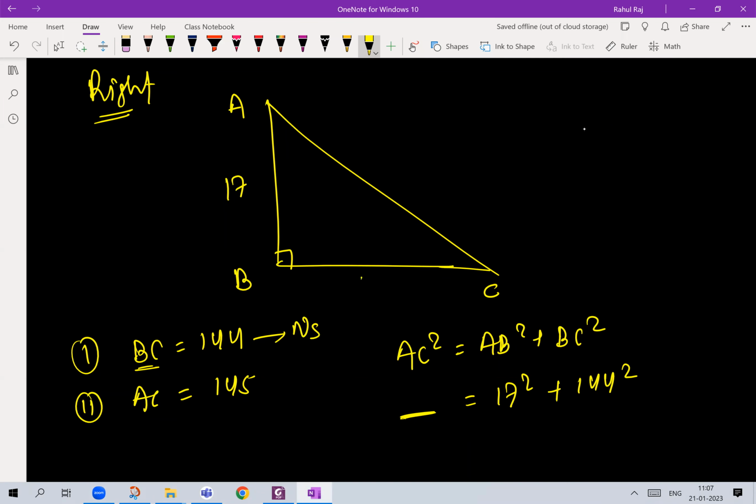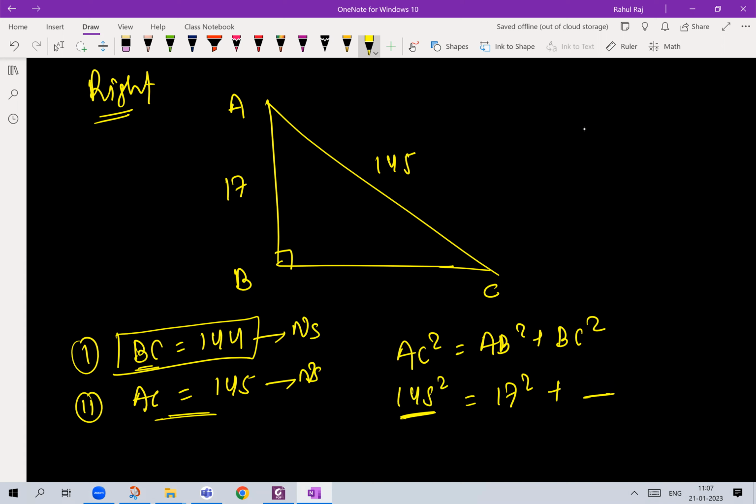Now, when you come to option number 2, it says AC is 145. Be very sure, guys, if you go to option number 2, option number 1 does not exist for you at all. Do not carry forward the information of option number 1 to 2. Absolutely no. So when you are looking at AC is equal to 145, I don't know anything about BC, whatever it is. No idea about BC at all. I can 100% say this is not sufficient.